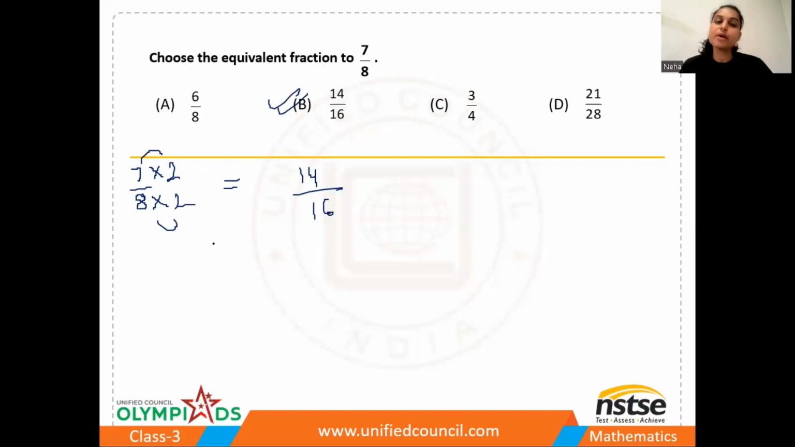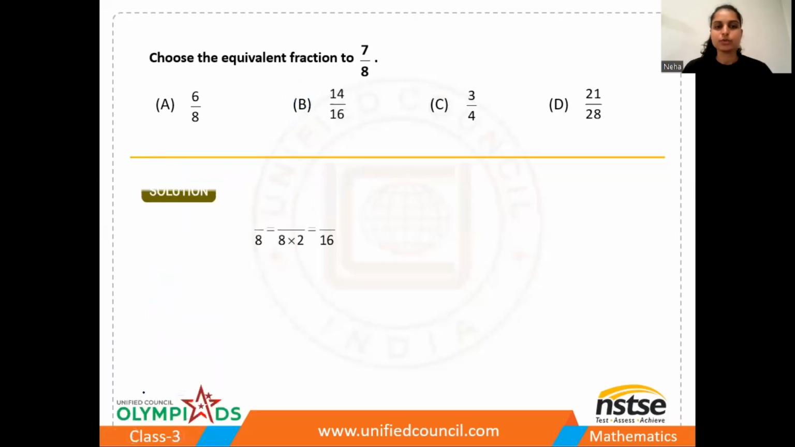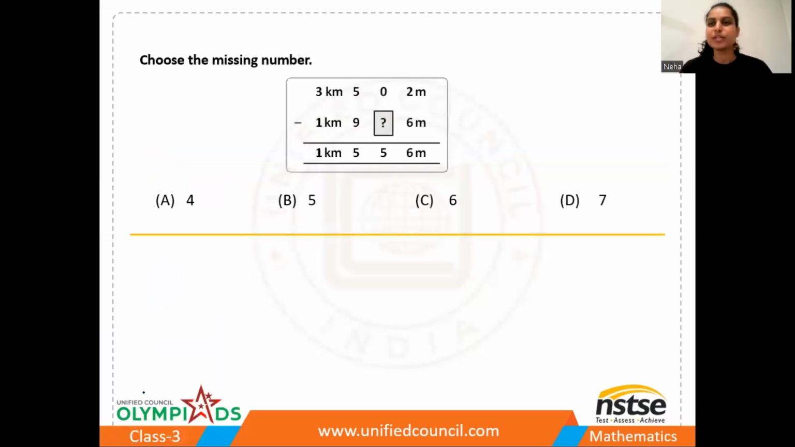If I want to find more equivalent fractions, I can multiply the numerator and the denominator by 3 also. It will give you another equivalent fraction. Since I can see 14 by 16 in the options, there is no need to solve further. Yes, this is your right answer. Now let me show you the detailed solution of this question. Let's move to the next question then.